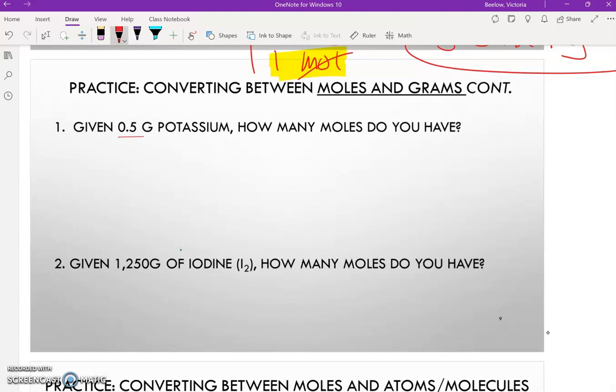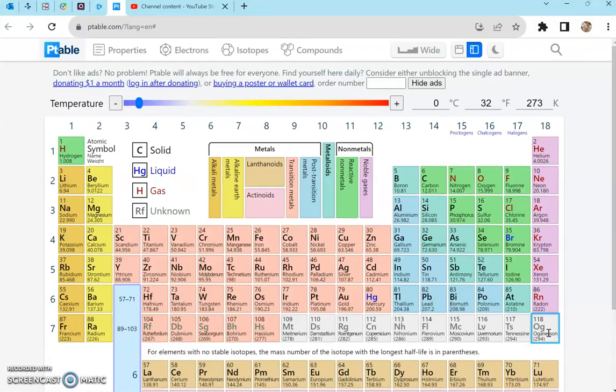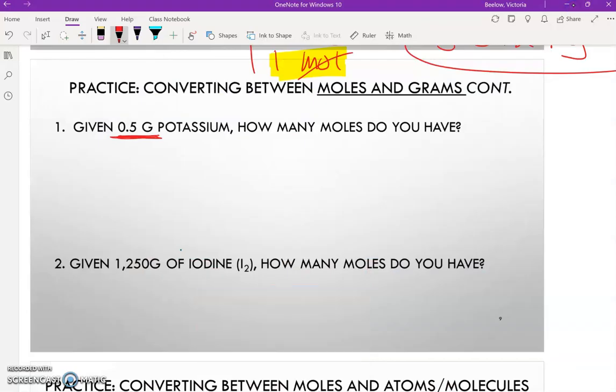So in this problem, I have 0.5 grams of potassium. I see grams, so I should automatically think, okay, I need to use my periodic table to find molar mass. Potassium on the periodic table is K, and its molar mass is 39.098. Again, this is grams per mole, that's molar mass, or we can say this many grams equals 1 mole. We're just talking about one individual element, potassium.